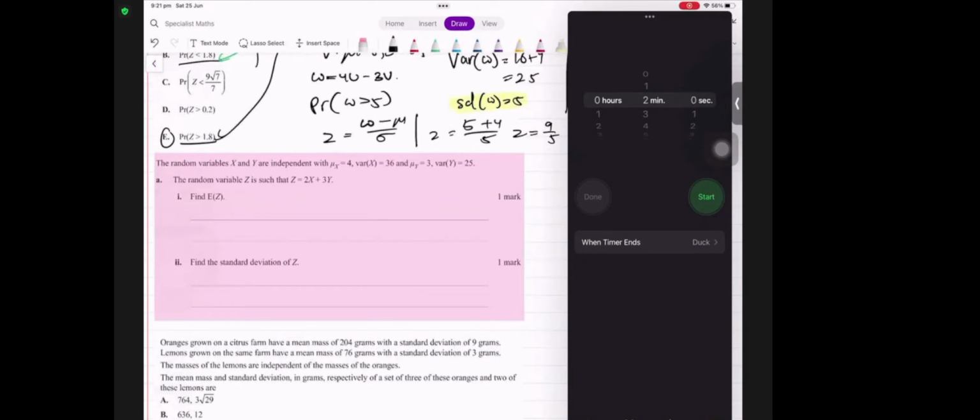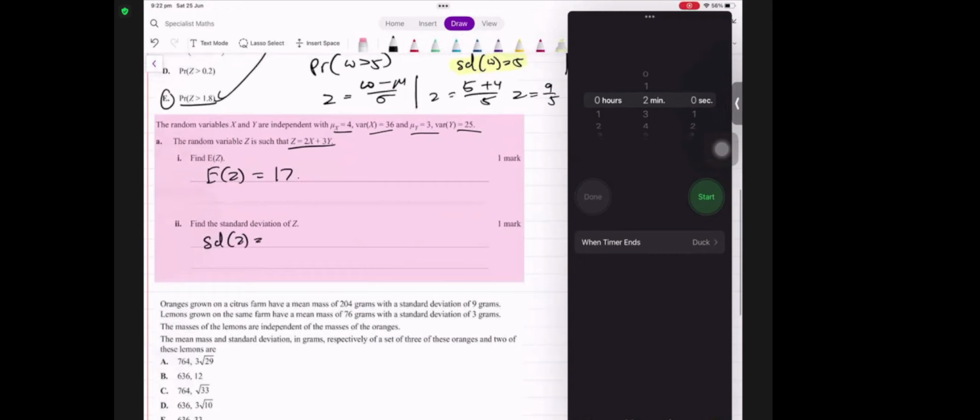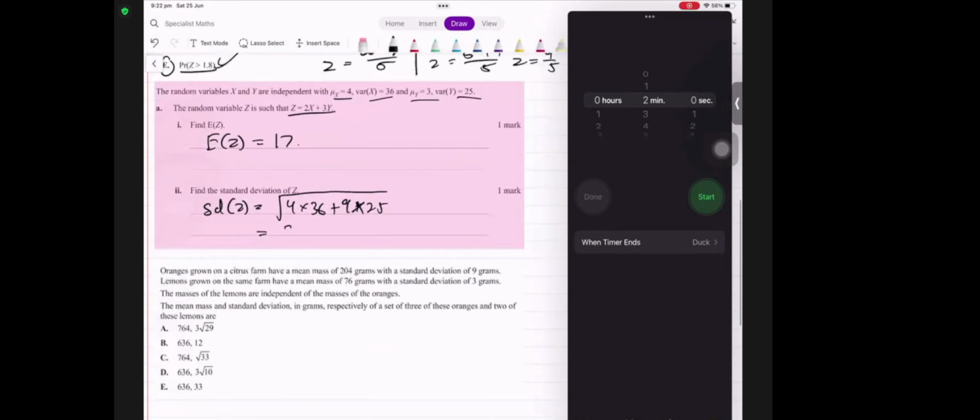Next one, here's another defined one as well. So your Z is defined like this, with the mean of X and the variance. This is a very simple one, from a company paper. 2 times X, which is 8, plus 9, so 17, and then the standard deviation of Z. I'll do this much more quickly: 4 times 36 plus 9 times 25. Put this straight into the CAS. This should be times, I don't know why I put plus there. I get 3 root 41.